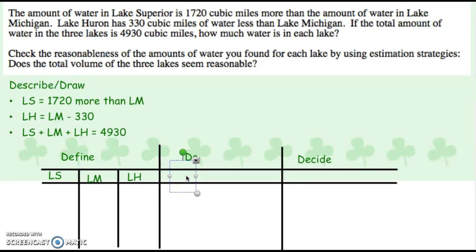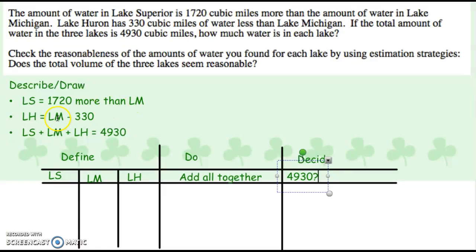And the do part, I'm trying to decide if they all equal 4,930 cubic miles together. So I would say add all together in the do part, and then decide, like we just said, we need to decide if they total 4,930 cubic miles. Okay, and then I'm going to go back and look at what I wrote in describe and draw here. So it looks like to find Lake Superior, I have to have Lake Michigan plus 1,720. For Lake Huron, I have to have Lake Michigan minus 330. So that's where I can decide what I need to guess first.